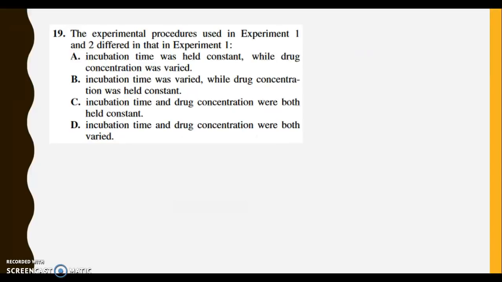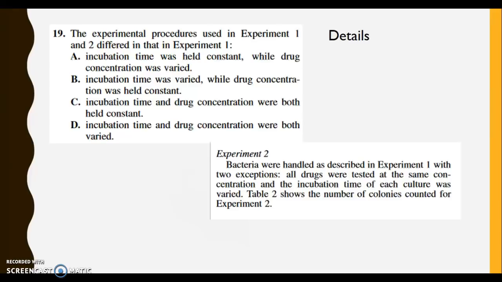Question 19. The experimental procedures used in experiment 1 and 2 differed in that in experiment 1, what? This is a detail question, and it's actually a very simple detail question, because if I go back and look at the outline for experiment 2, there's a sentence in there that tells you exactly what has changed. So all the drugs were tested at the same concentration, and the incubation time of each culture was varied. And if I go to my answer choices, answer choice B says almost that exact thing. Incubation was varied while drug concentration was held constant.